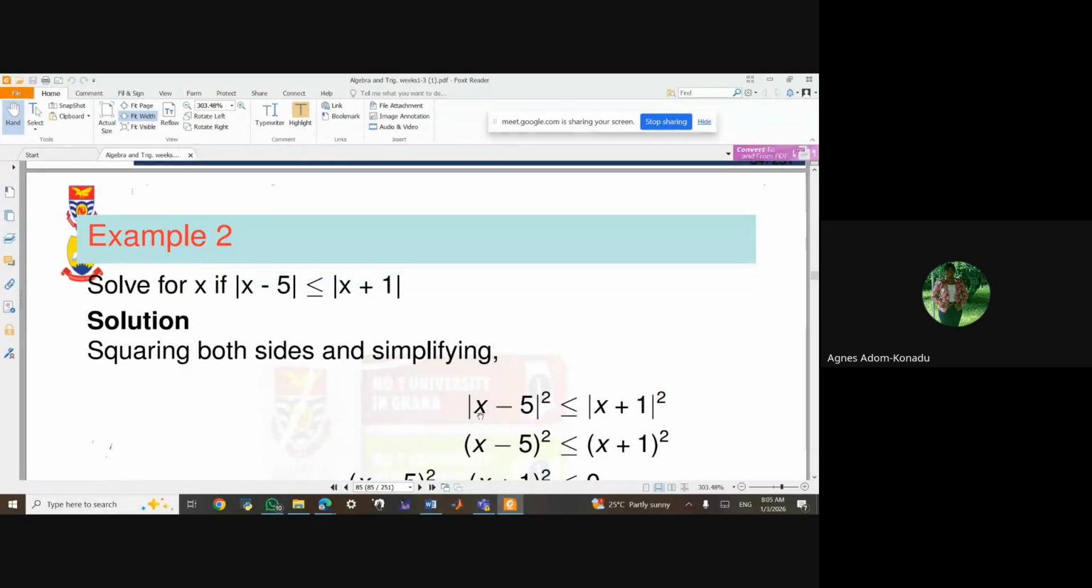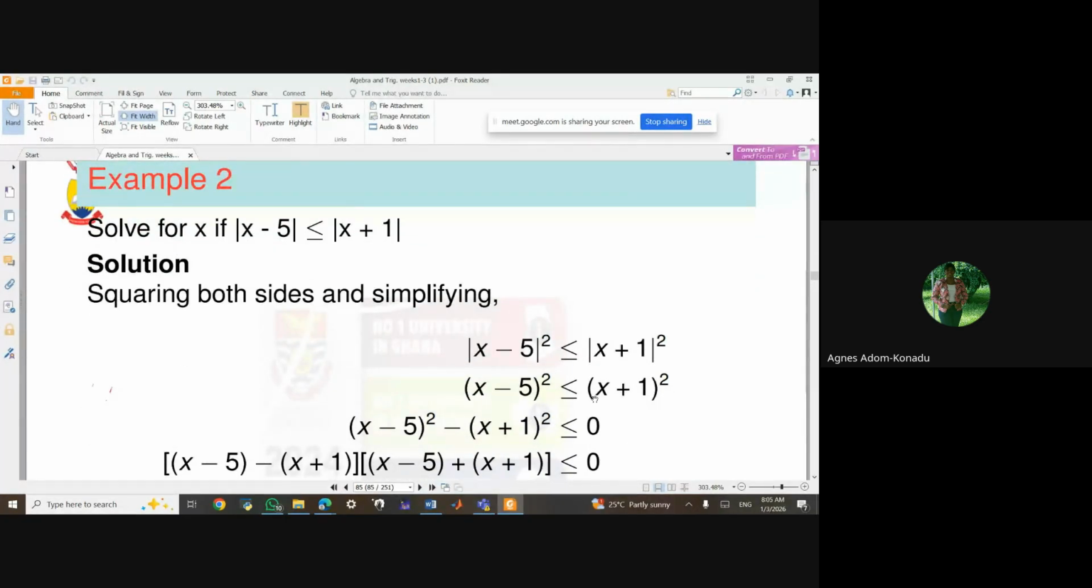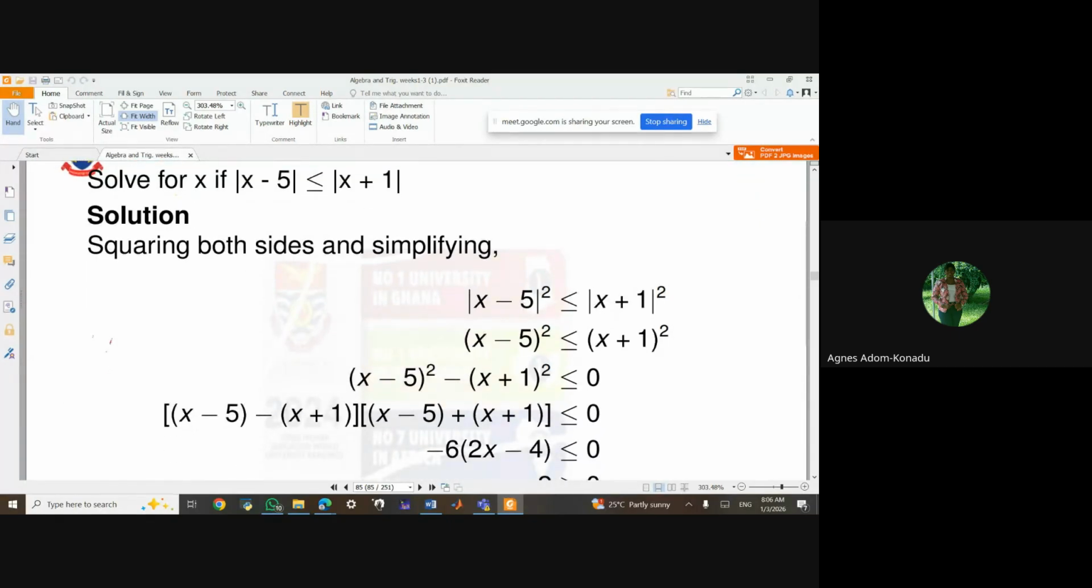When I square both sides, I have absolute of x minus 5 squared less than or equal to absolute of x plus 1 squared. And we just saw that this is the same as the normal bracket. So I have x minus 5 squared less than or equal to x plus 1 normal bracket squared. To solve this, I bring this one to the other side, so I get x minus 5 squared minus x plus 1 squared.